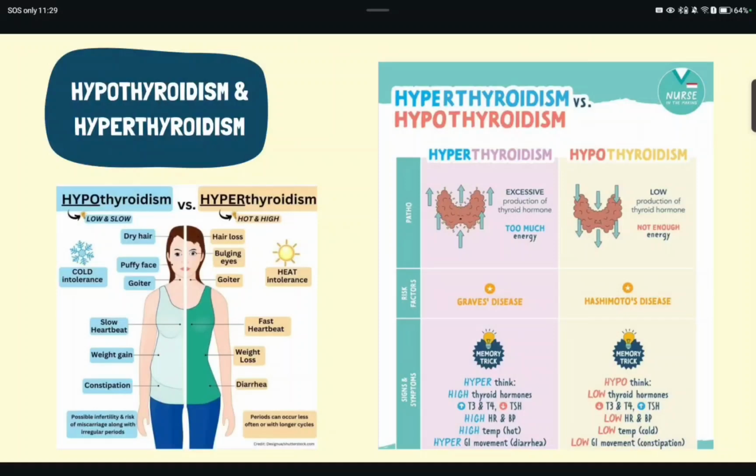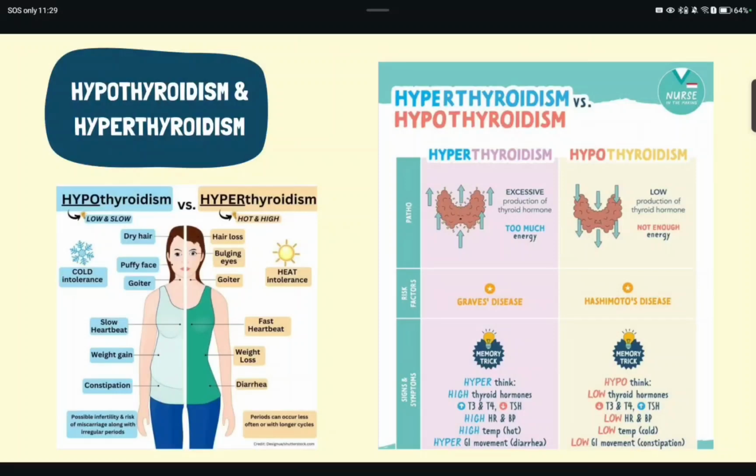So the difference between these two is that in hyperthyroidism, the thyroid hormone is produced in excess by the thyroid gland, while in hypothyroidism, the production of thyroid hormone is lower.